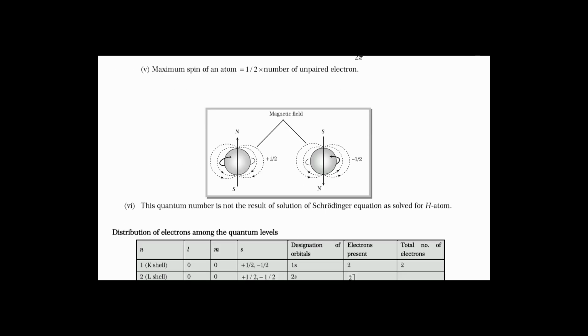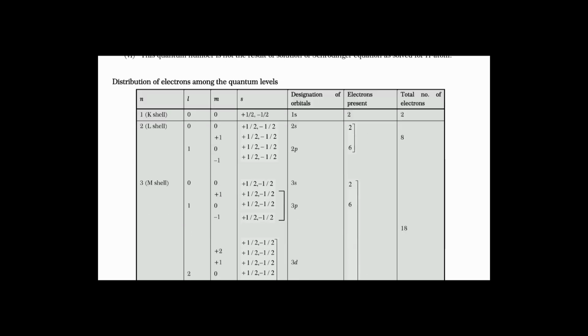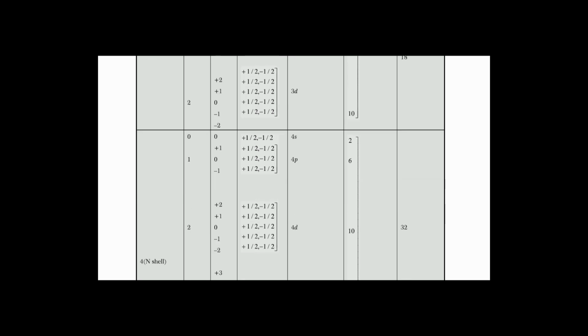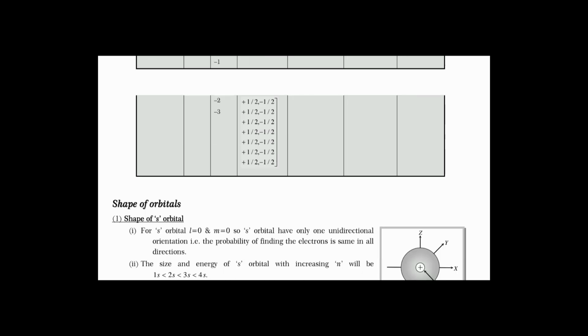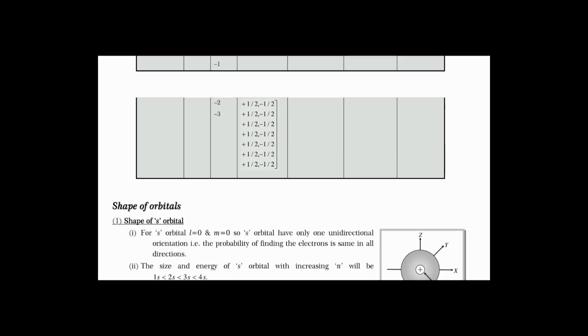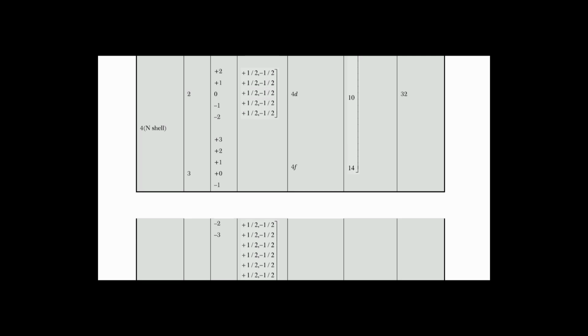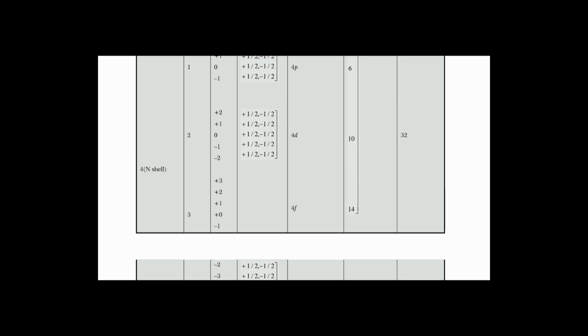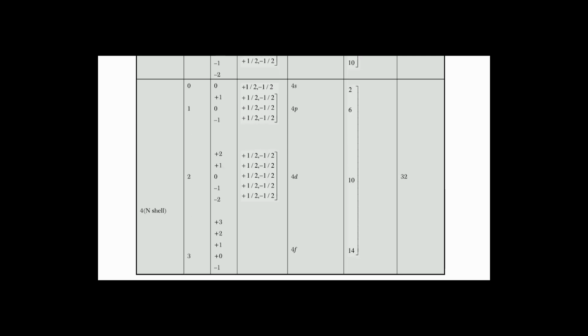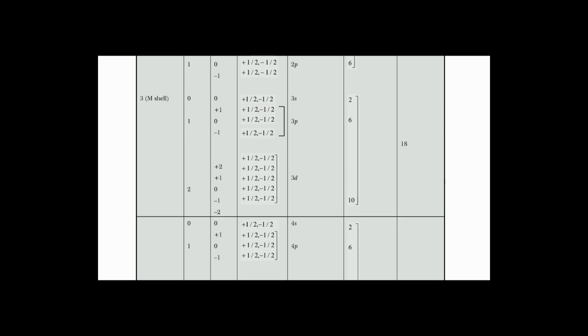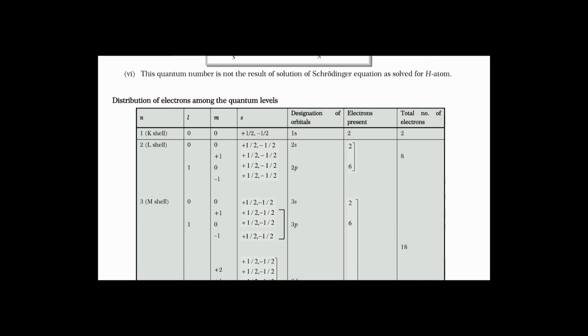You can see here positive spin and negative spin. Remember, the spin quantum number is not a result of the solution of the Schrödinger equation. Distribution of quantum numbers, here you can see, for all the shells. You can screenshot this.